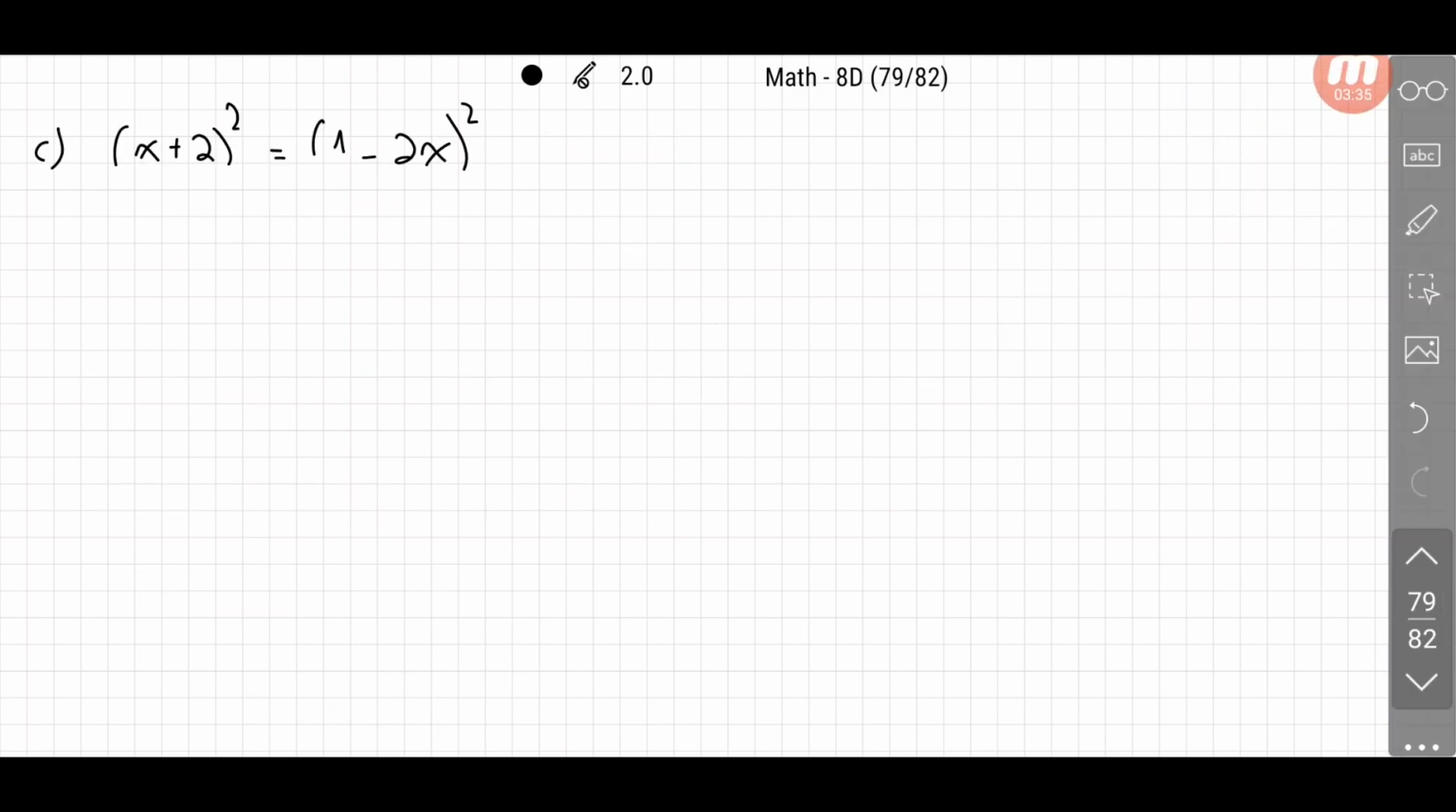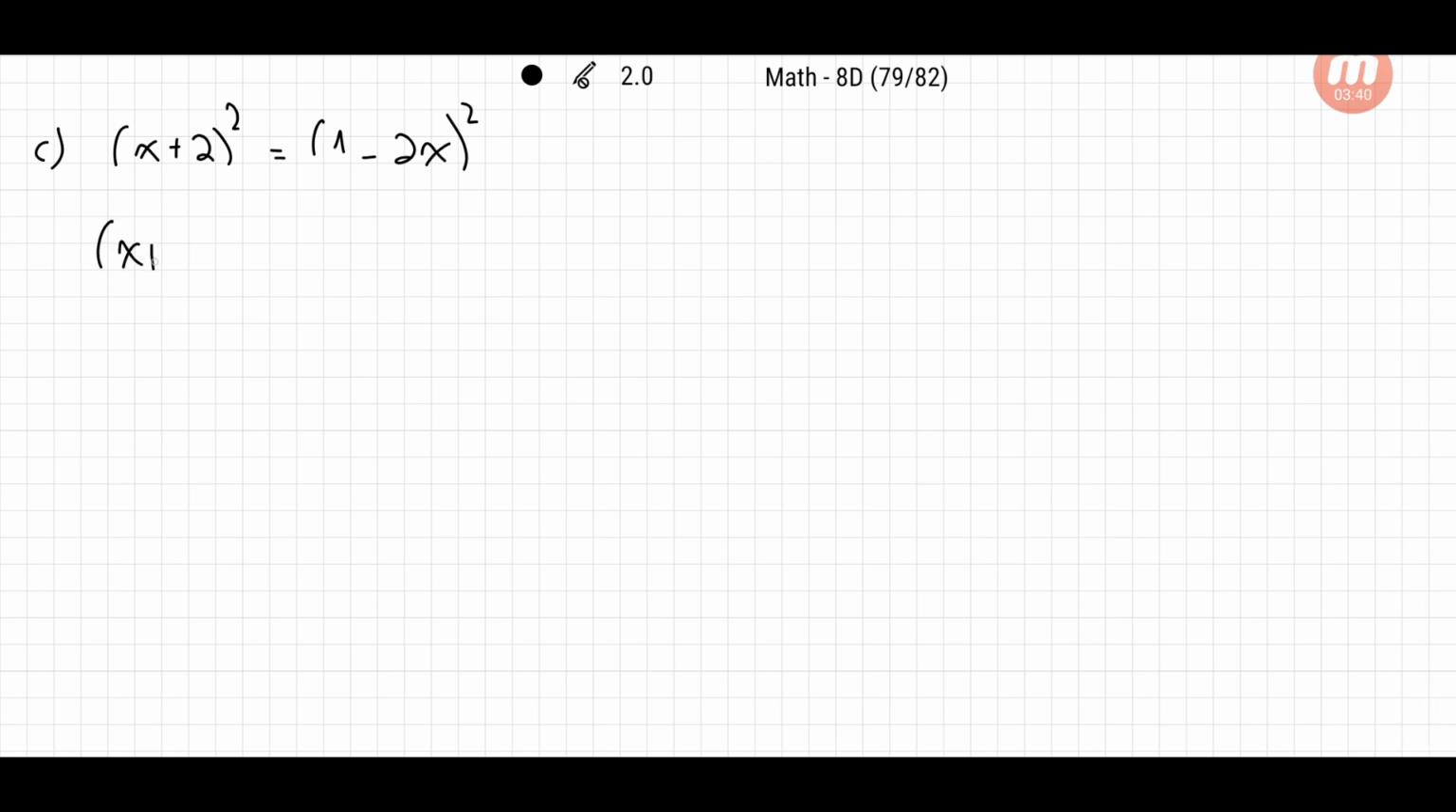Now for part C, (x + 2)² = (1 − 2x)². So (x + 2)² − (1 − 2x)² equal to 0, and I need to factorize. How do I factorize this expression? It is a difference of two squares: parenthesis squared minus parenthesis squared. So I take the radical of the first and the radical of the second. So the radical of (x + 2)² is x + 2, and the radical of (1 − 2x)² is 1 − 2x.